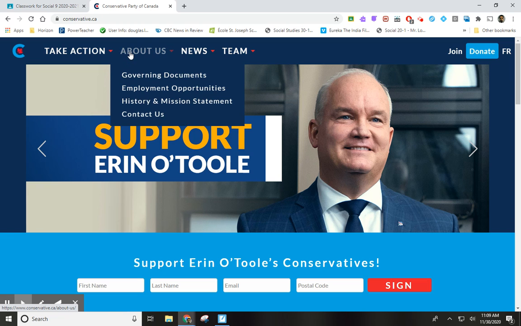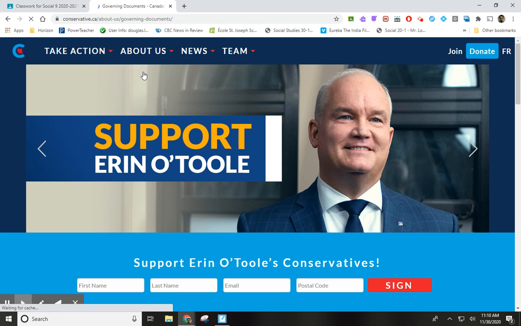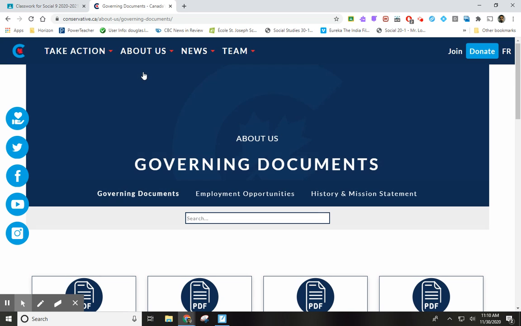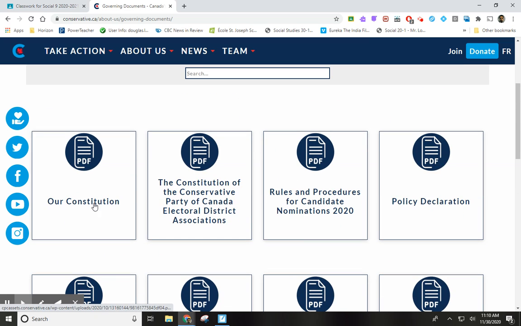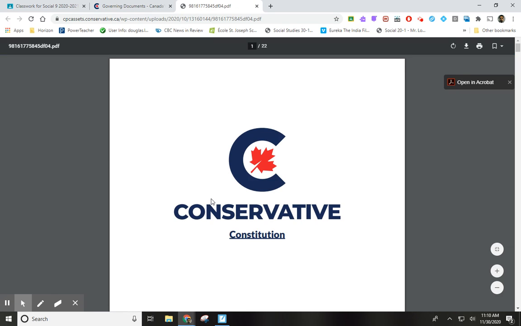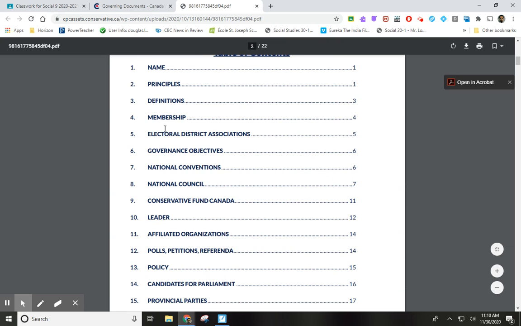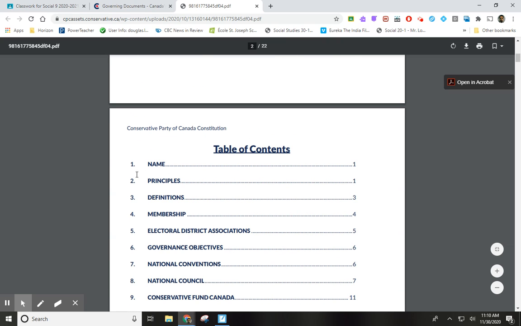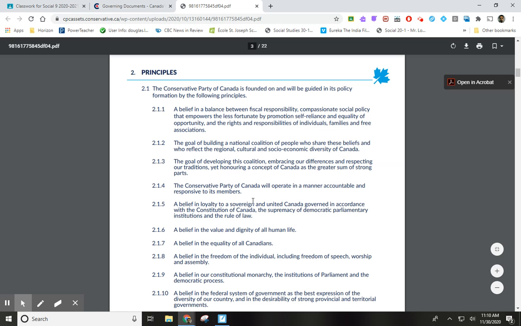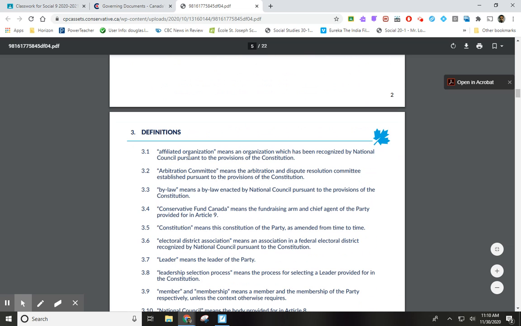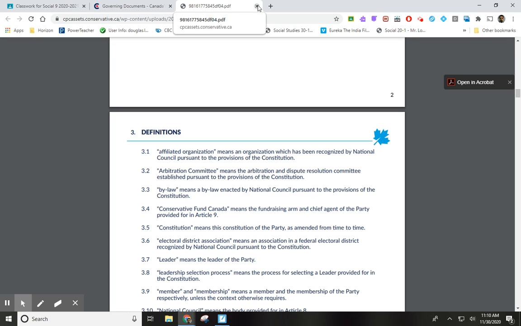Okay, sometimes you can look at About Us, governing documents, and sometimes they're a little bit hard to figure out, but you can do a little bit of a search. Our Constitution, read through some of this. Principles, that might be some of their platforms. Platforms is what they stand for. Okay, so principles, so take a few of those out of there, etc. This is just your time to do a little search, figuring it out.